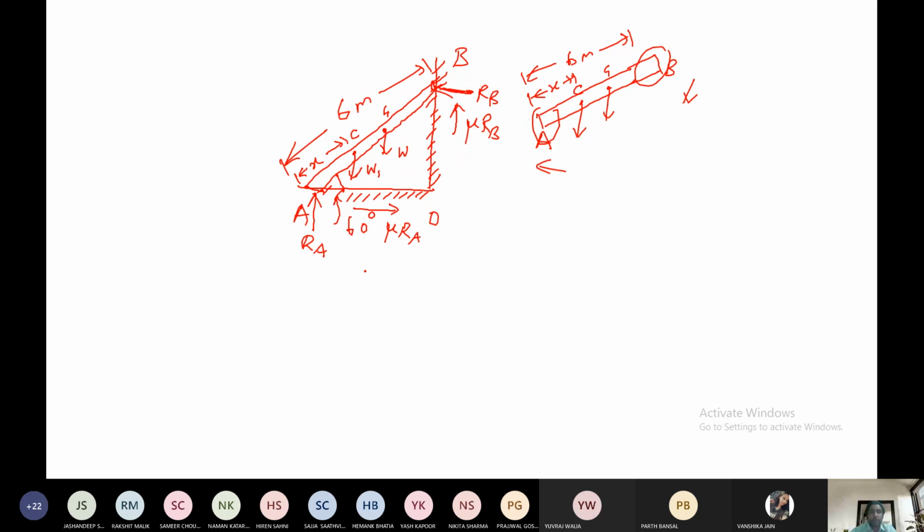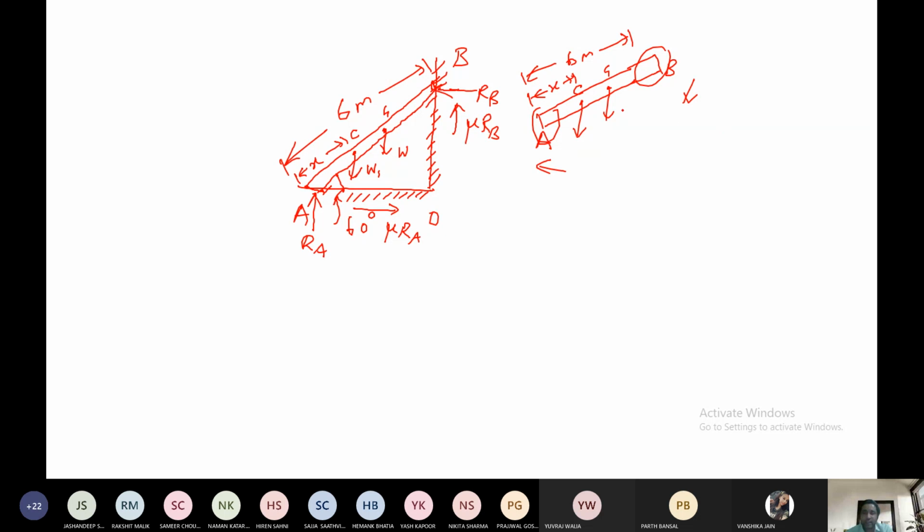So in all, how many forces are there? W, the weight of the ladder, and W1, the weight of the man, who has reached up to point C. After that he has to jump, otherwise the ladder will slip and he can get injured. At point A, the ladder is in contact with the floor, so the reaction here is RA. Similarly here it is RB, and this is vertical, not at an angle. I am making it a little clearer in case it is confusing. This is vertical RB, and this is mu RB, the friction.